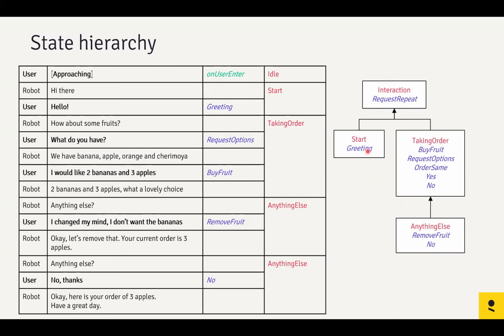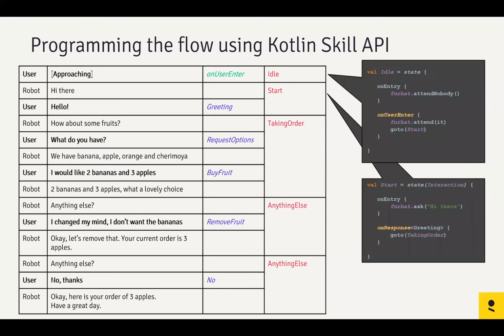This means that when we are in the start state, the user can either say greeting or request repeat. If we are in the anything else state, the user can say all of these things that are relevant in this hierarchy. And that means that we can define reusable things on different levels in this hierarchy.